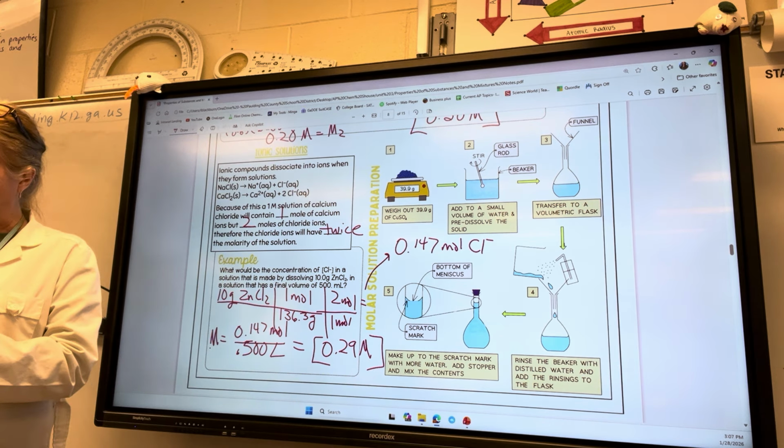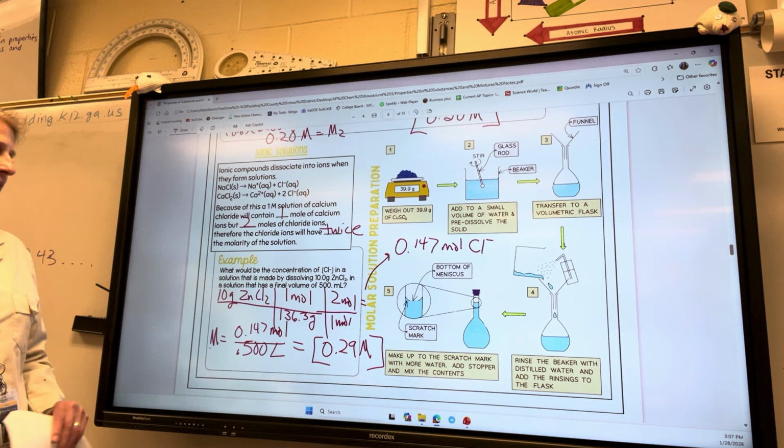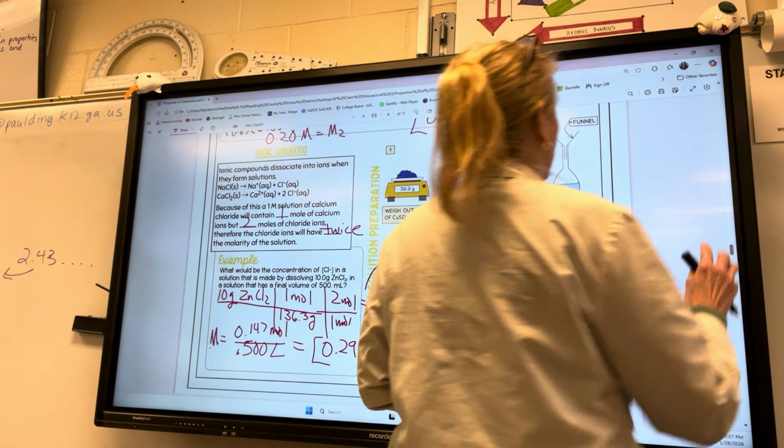How'd you feel about that one? That's a very typical little problem. You're just using that definition and you're looking at the ratio. Okay, 3.8.